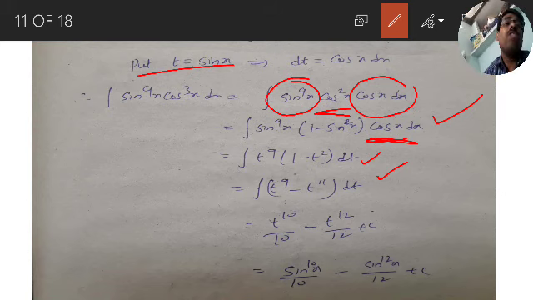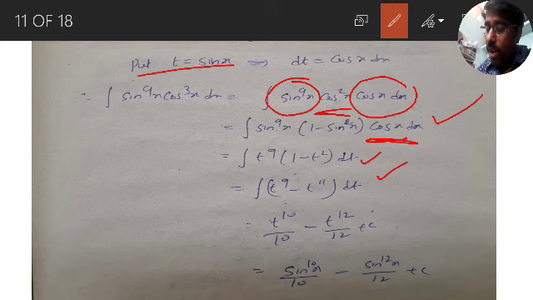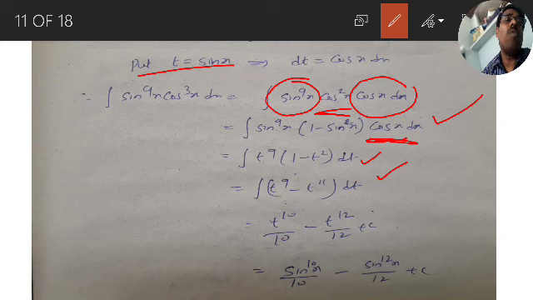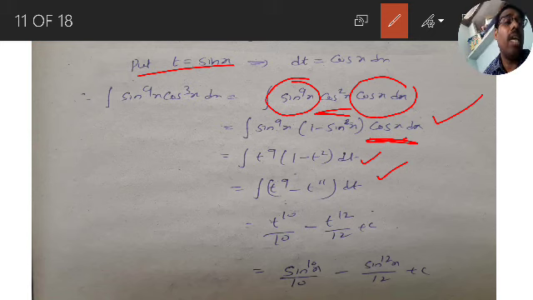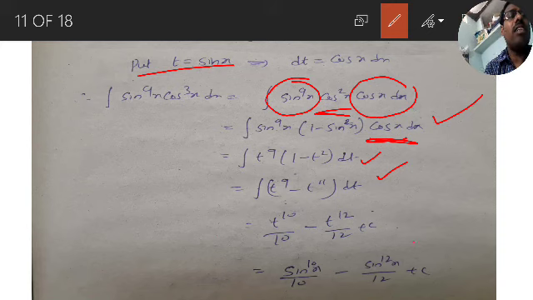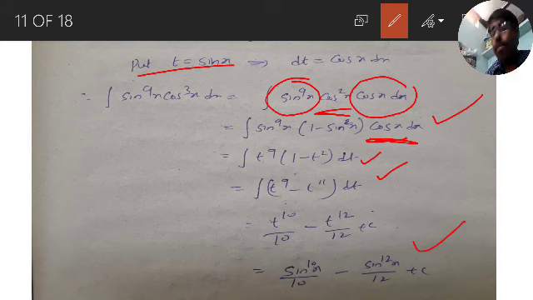It is of the form, which form? Integration of x to the power of n dx, which is x to the power of n plus 1 by n plus 1. So what is the integration of t power 9? It is t power 10 by 10 minus t power 12 by 12 plus c, by using the formula integration of x to the power of n dx is x to the power of n plus 1 by n plus 1 plus c. Now in place of t, sin x: that is sin power 10x by 10 minus sin power 12x by 12 plus c. This is my third problem we are able to cover.